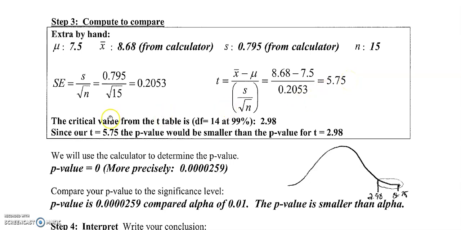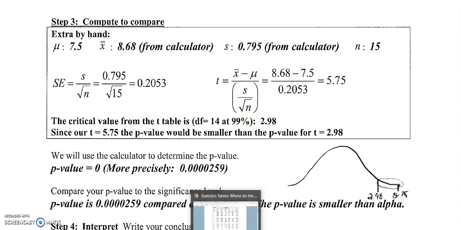Now, we can get a critical value from the t-table. So if you go to a t-table, our degrees of freedom is 14. We get that by taking n minus 1. 15 minus 1 is 14, and 99%. So if we look at the t-table, we can find that the critical value is 2.98.